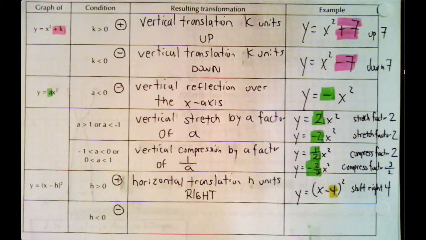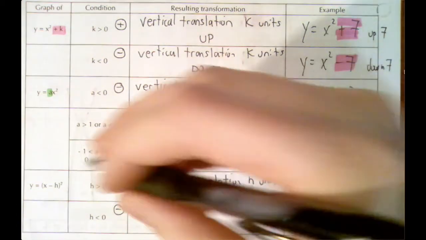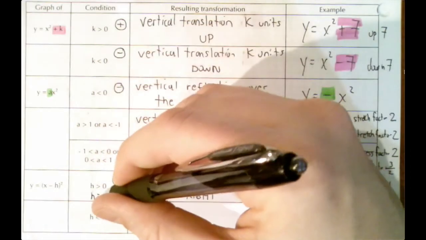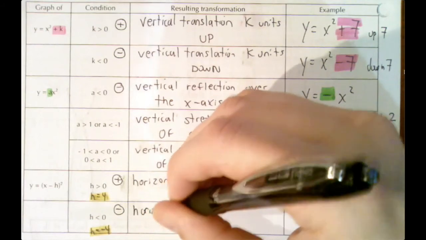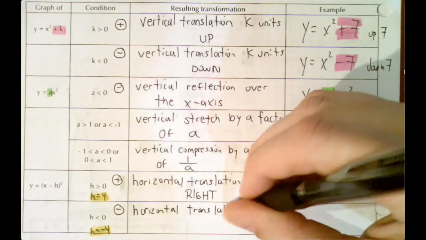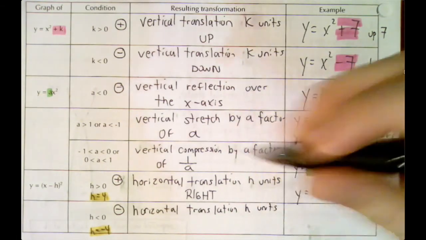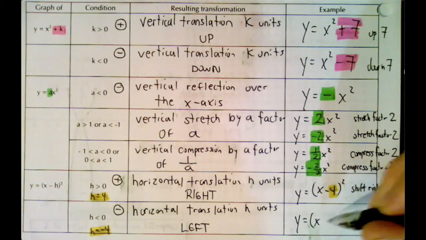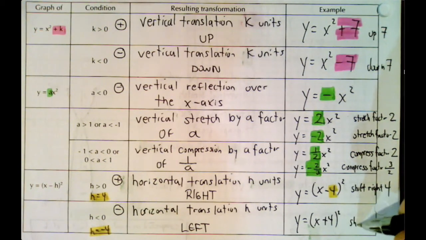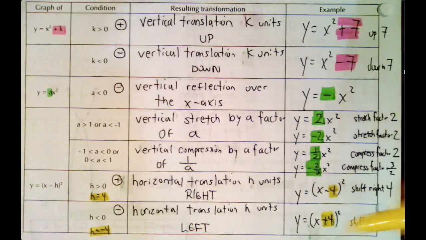4. And the opposite's true if h is negative. So this would be like, say, h equals 4. And this would be like h equals negative 4. So h equals 4, h equals negative 4. Now you can see it there in the equation. H is 4. Opposite sign. So if it's negative, horizontal translation, h units, and this one's to the left. And in our equation, it would look like this. Opposite sign. If h is negative 4, we'd have plus 4. And this is a shift left 4. And there it is with the opposite sign. So h will have the opposite sign of what you see in the equation.